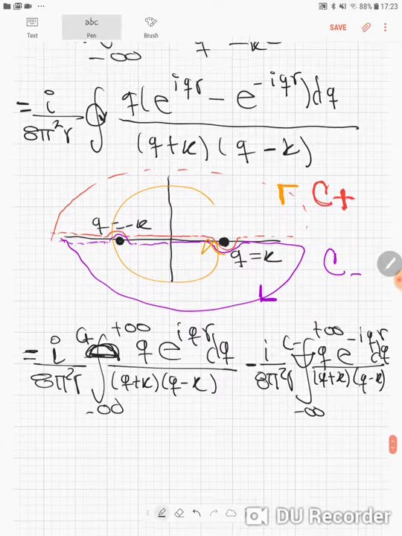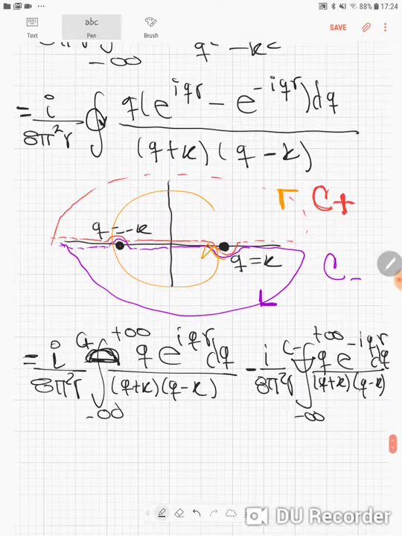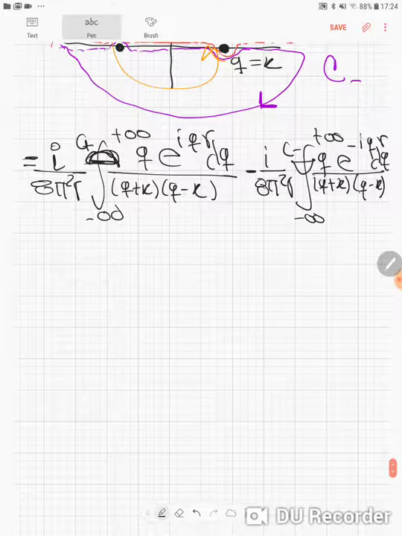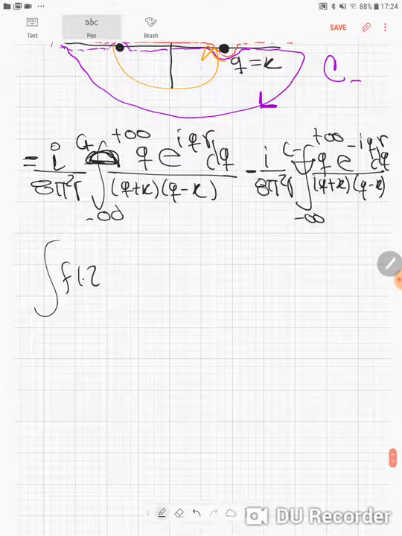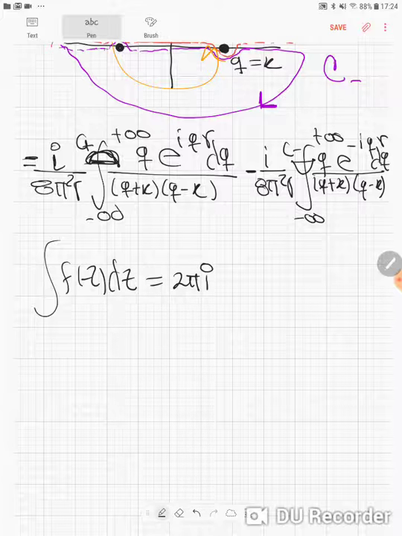And then in a different video, I will explain why I choose these contours the way I choose them. Okay. So now, if I apply Cauchy's theorem to this, Cauchy's theorem tells me that the integral of f of z dz is equal to 2 pi I times the sum of the residues of f.